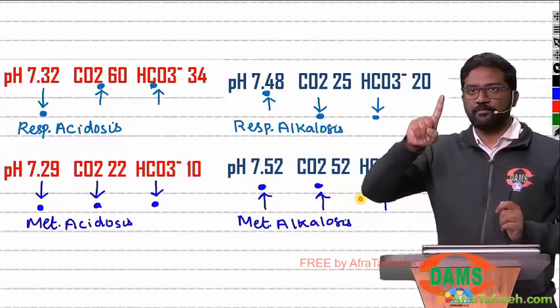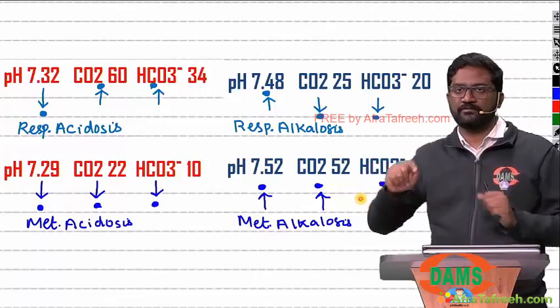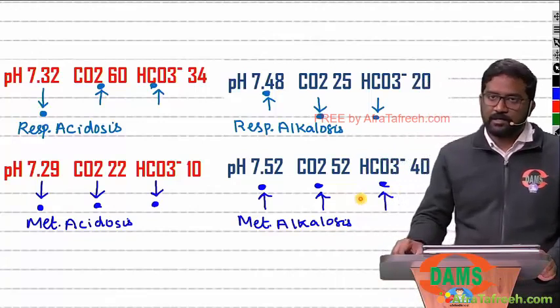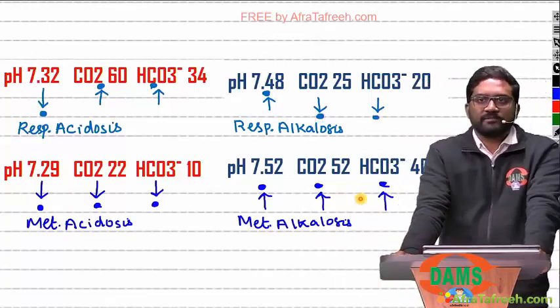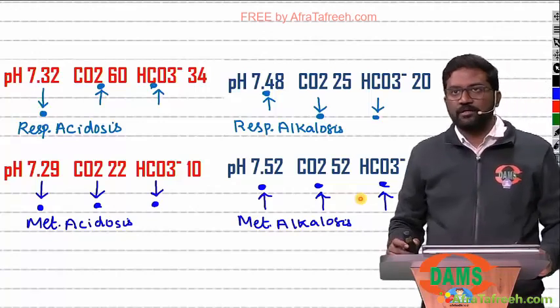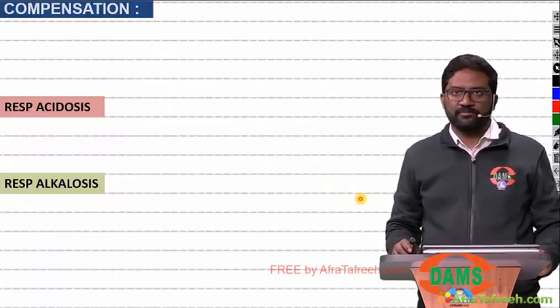Now what was the definition of a simple acid base disorder? There will be a primary disorder, and for that your body will give a compensatory response. This is how you should identify the primary disorder. Now for calculation of compensation, each and every disorder has a special formula. If you apply the formula, you can calculate the compensatory response.